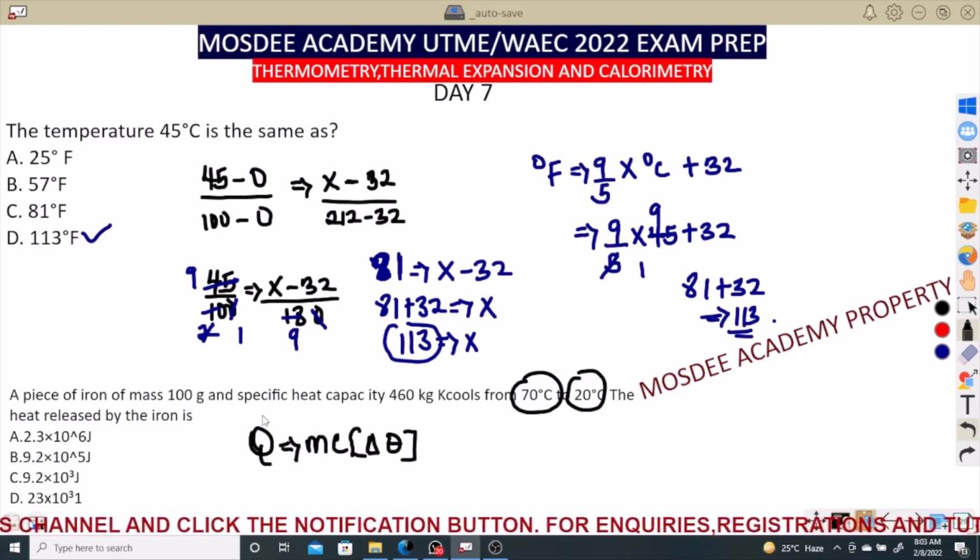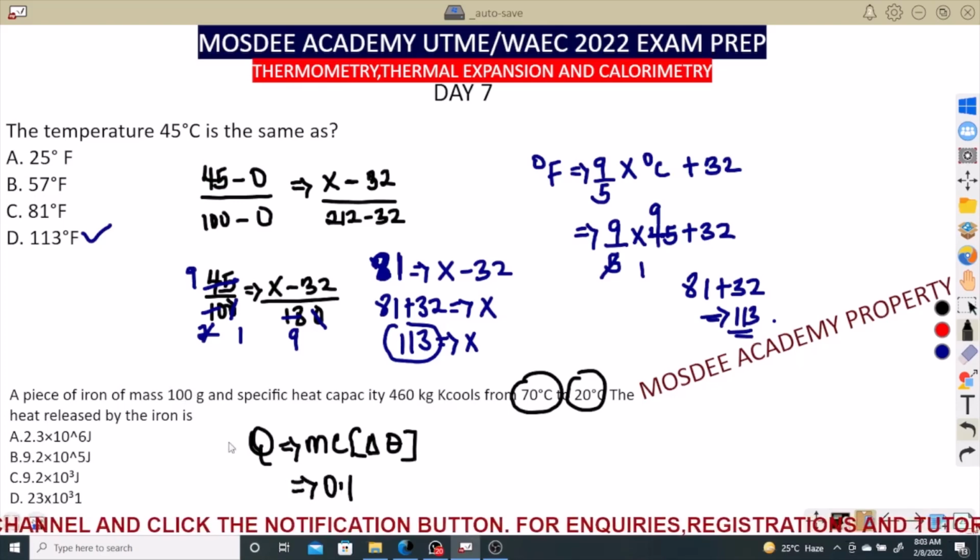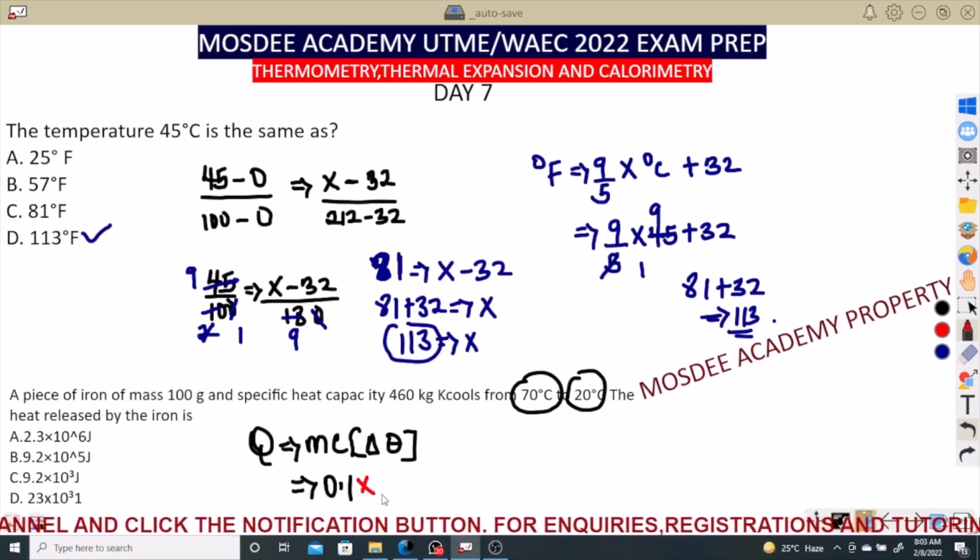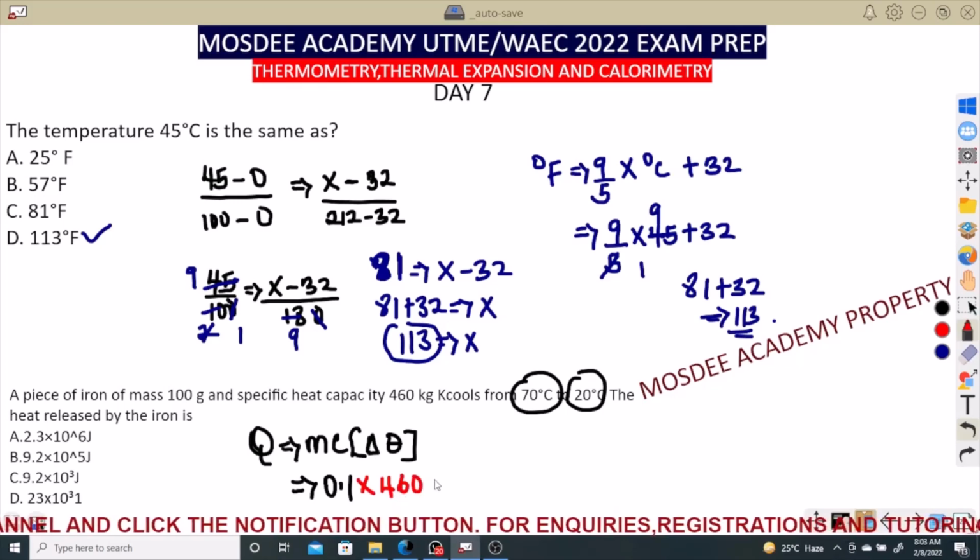I'm not going to convert anything except this one, but this is in kilogram per Kelvin. So this is going to give me mass is 0.1. You can ask me, I have divided this by 1000. Specific heat capacity is 460, according to the question, multiplied by the change in temperature, which is final temperature minus initial temperature.